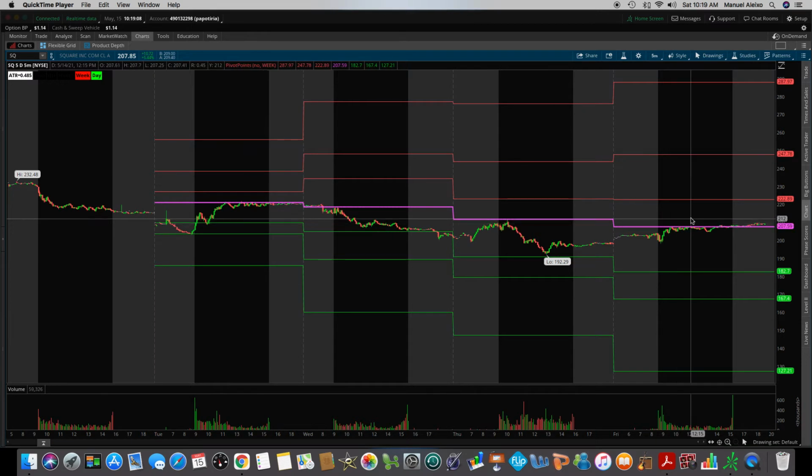And what you have here is this red line here is resistance number 1. This would be resistance number 2. And obviously, you can also use resistance number 3 and so on and so forth. I use the 3 resistance. That's more than enough. And then you have the green lines here. That would be support number 1, support number 2, and support number 3. So what I really pay attention to are the pivot lines. And I'm going to show you how I usually play these.